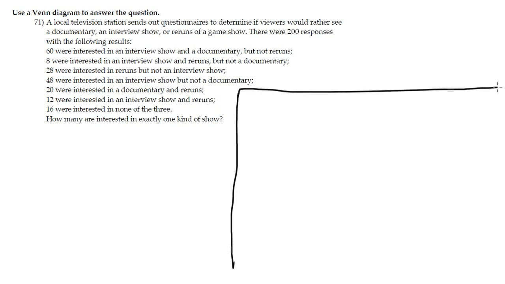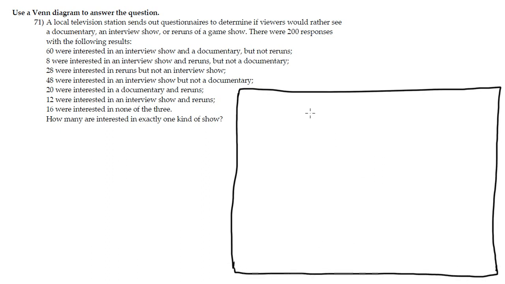Okay, let's use a Venn diagram to answer these questions. So I'm going to draw a big Venn diagram because it looks like I have three different categories here. So I'll use a Venn diagram of 3 circles.